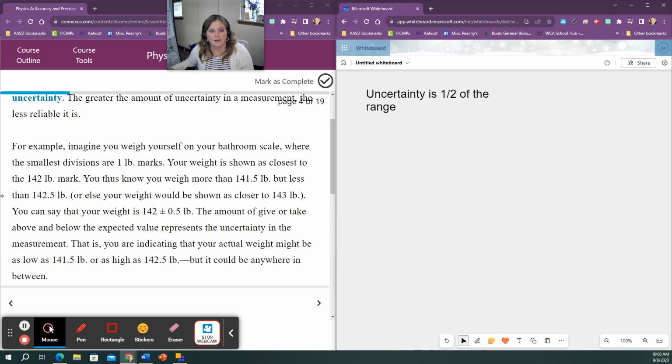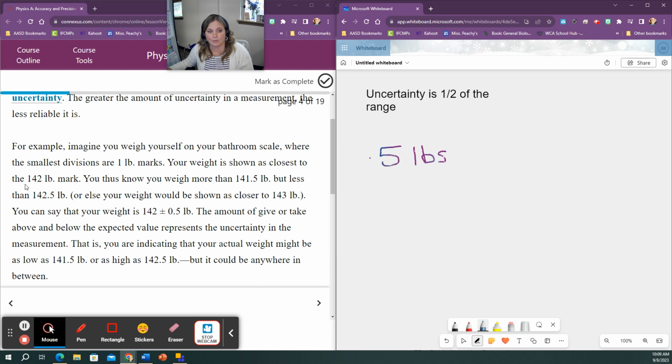It's half the range. Well, in this example, you step on a bathroom scale and you're kind of close to 142. Anything beyond 142 is an estimate, so we're using 142 as our base. You weigh more than 141.5, you weigh less than 142.5, but somewhere in between. The range between markings is 1 pound, between 141 and 142. Uncertainty is half the range, so half of 1 is 0.5. So our uncertainty in this example is 0.5 pounds.